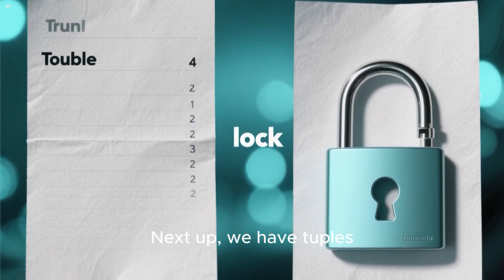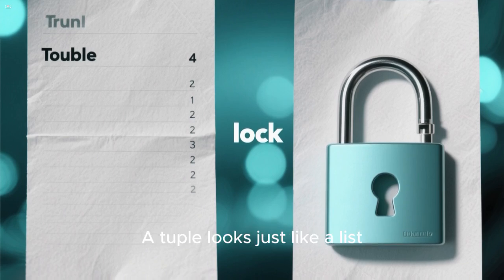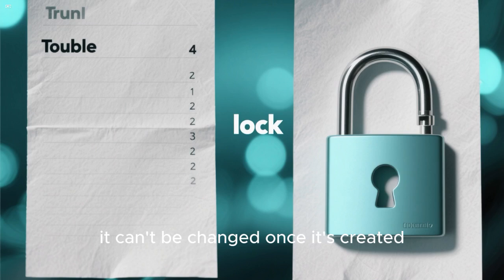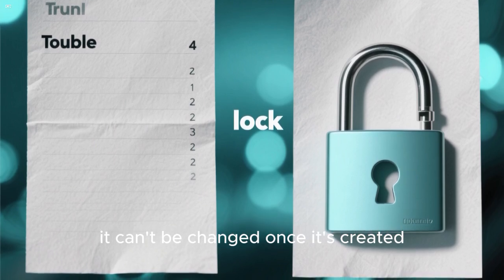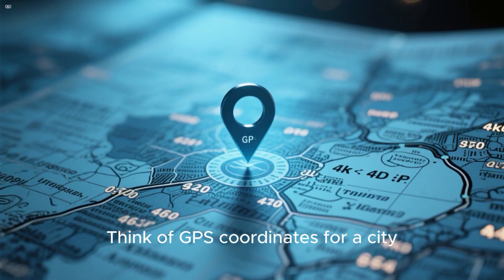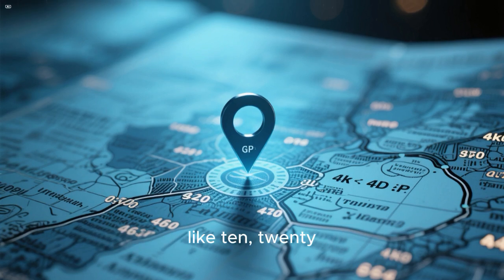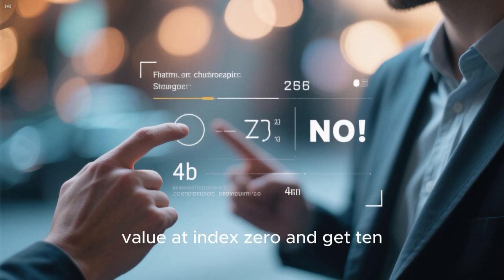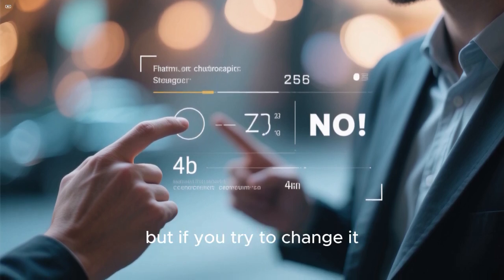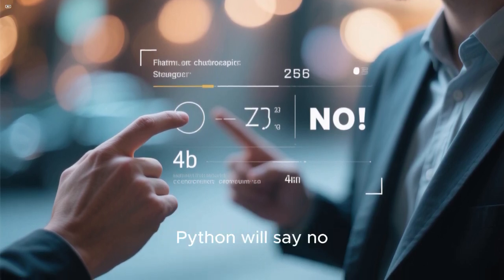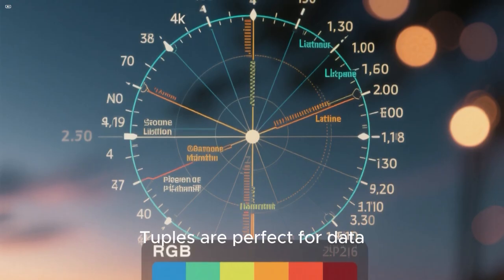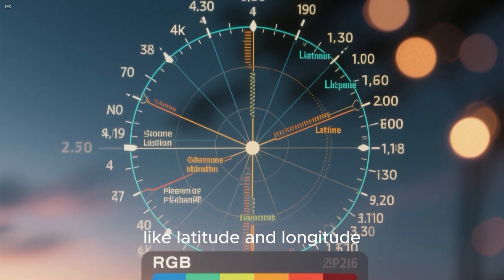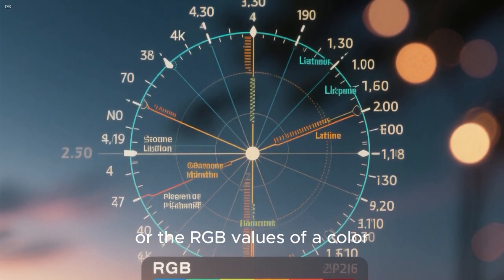Next up, we have tuples. A tuple looks just like a list, but with one major difference: it can't be changed once it's created. Think of GPS coordinates for a city, like 10, 20. You can ask for the value at index 0 and get 10, but if you try to change it, Python will say no. Tuples are perfect for data that should remain fixed, like latitude and longitude, or the RGB values of a color.